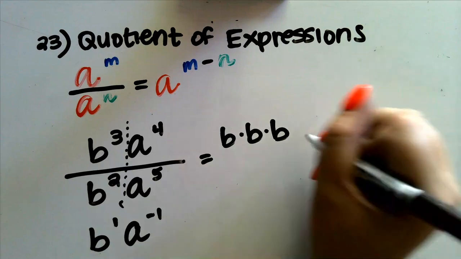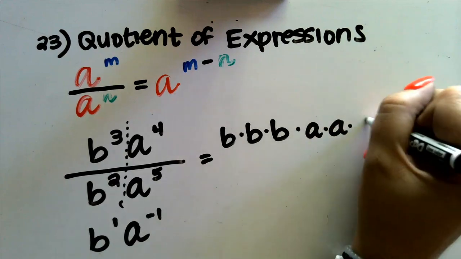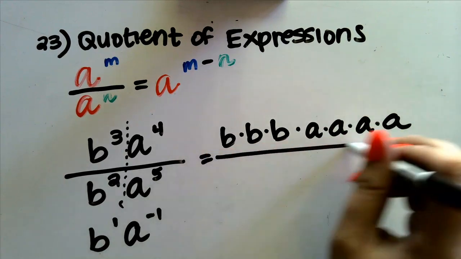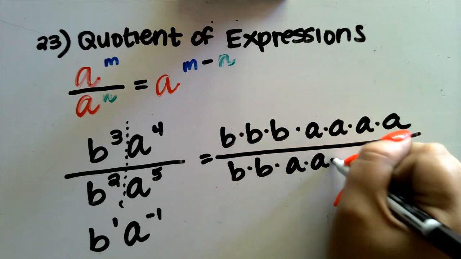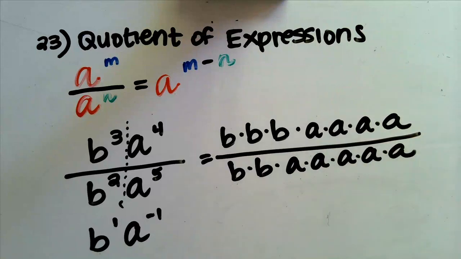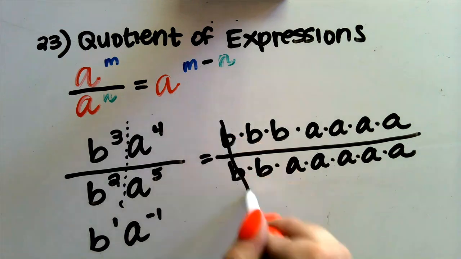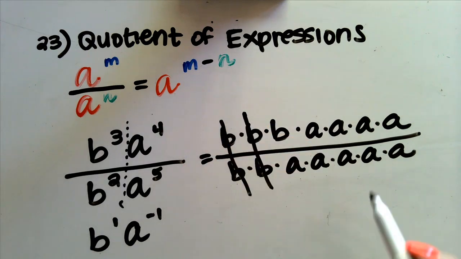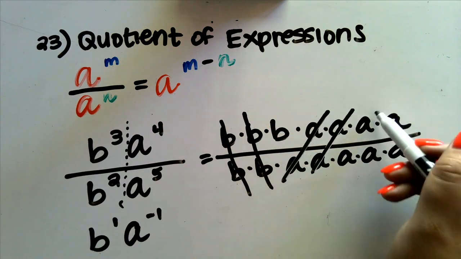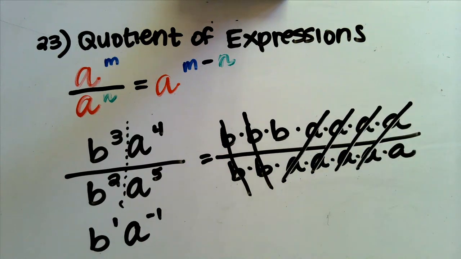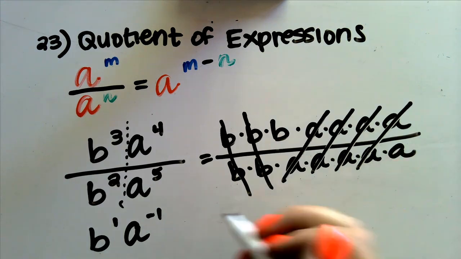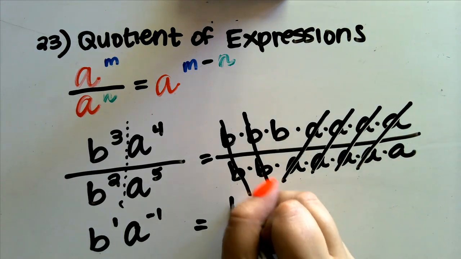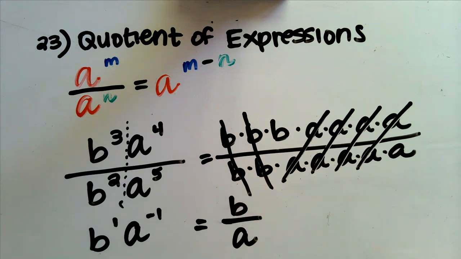b times b times b times a times a times a times a all over b times b times 5 a's. Okay, and our job is to cross out the ones that are whole. We have one whole here and here. Now with our a's, 1, 2, 3, 4. We are left with this single b in the numerator and a single a in the denominator. We're going to write that as b over a.